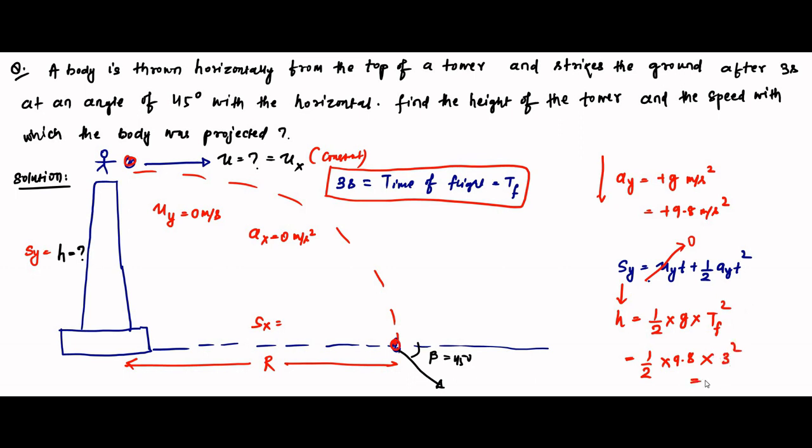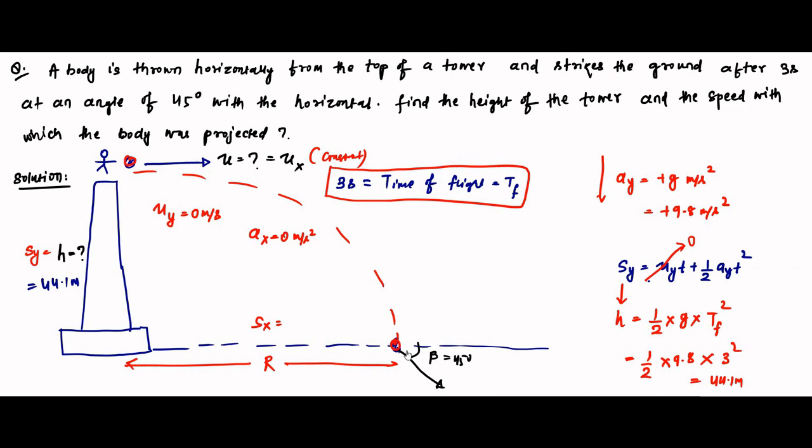So it is coming around 44.1 meter. So the height of the tower is equal to 44.1 meters. Okay, so this is the height of the tower.